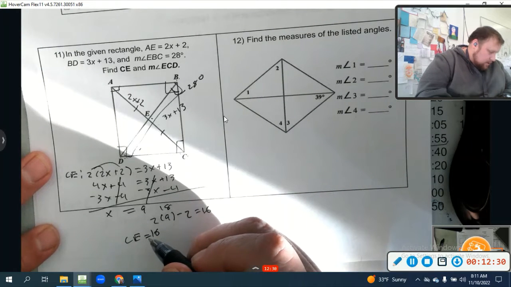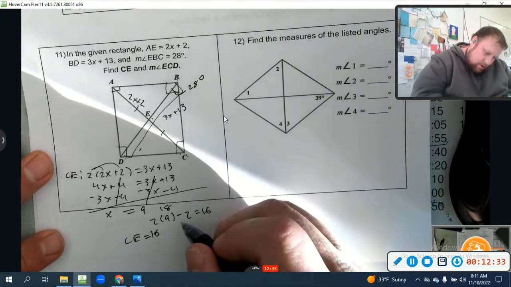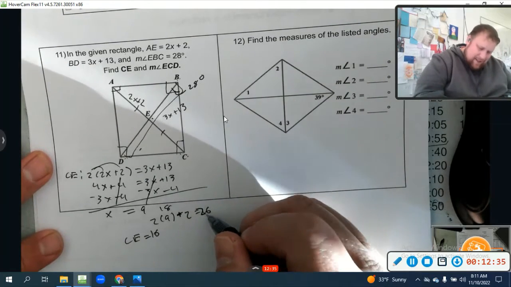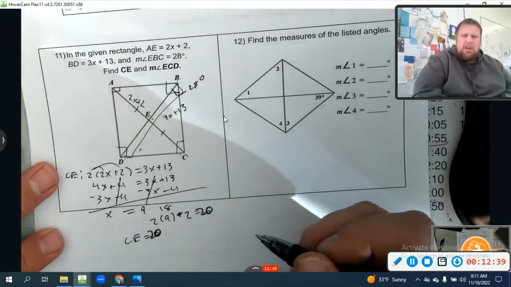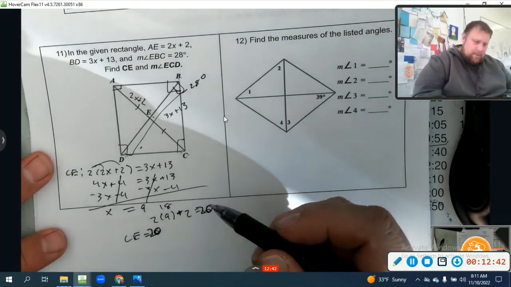Wait, is that 2x plus 2? Oh, plus 2. Duh. Gotta pay attention, guys. 20. Some of you are screaming at the screen going, Mr. Tim! Hey, I leave these in so you can see me make mistakes and process through it.